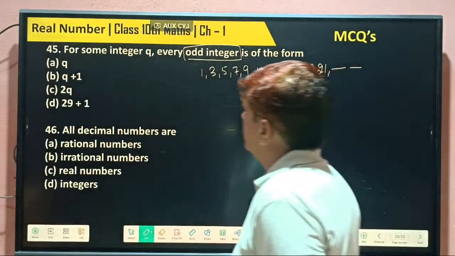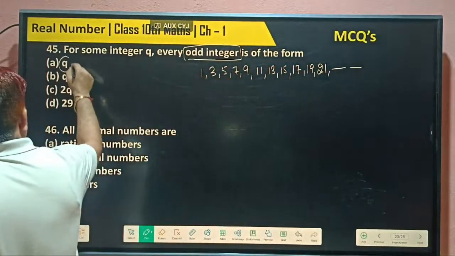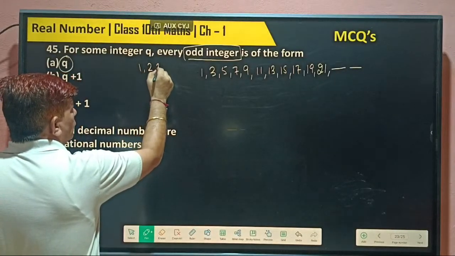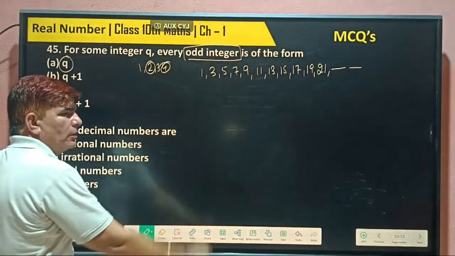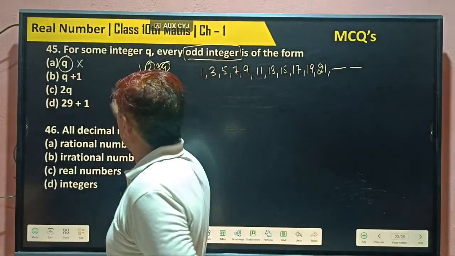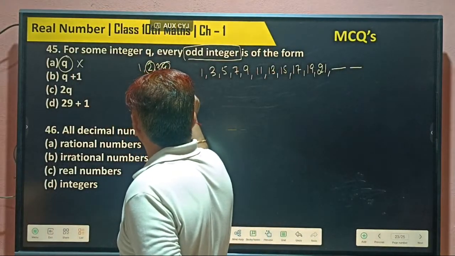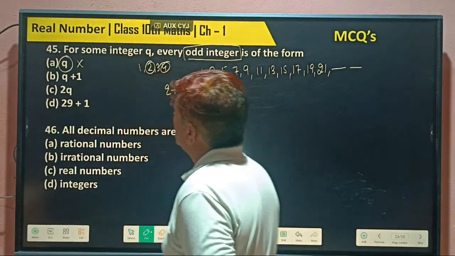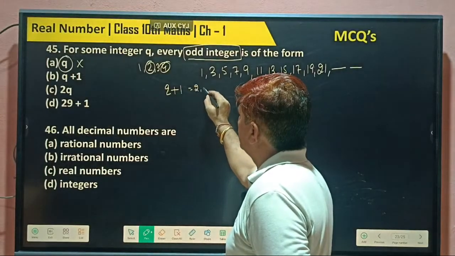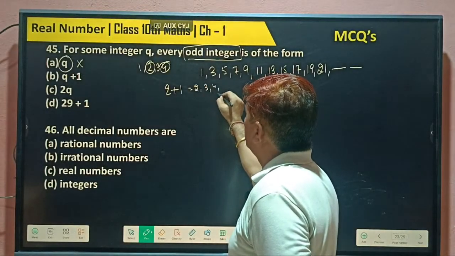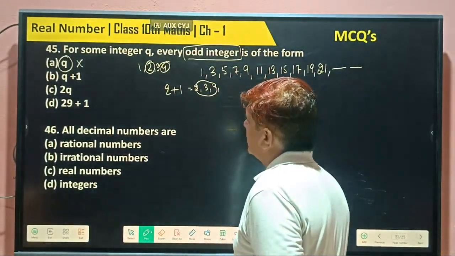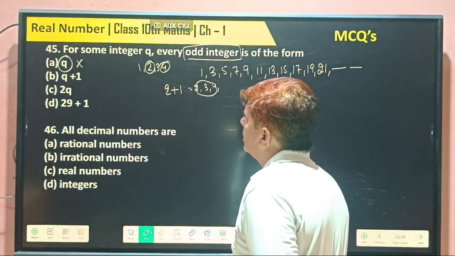I am taking an example q. Taking q equal to 1, 2, 3, 4: but 2 and 4 are not odd integers. So this is not the answer. But if you take q plus 1, with q equal to 1, directly 2, 3 taking 4: these are also even integers, sorry, not odd integers. So this is also not its answer.